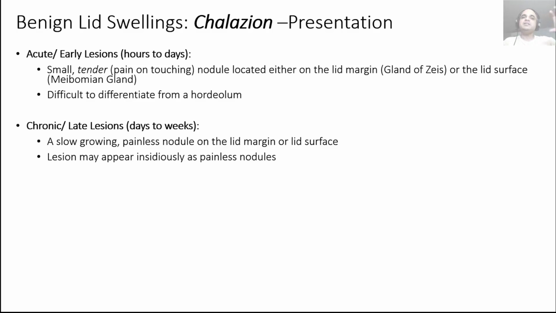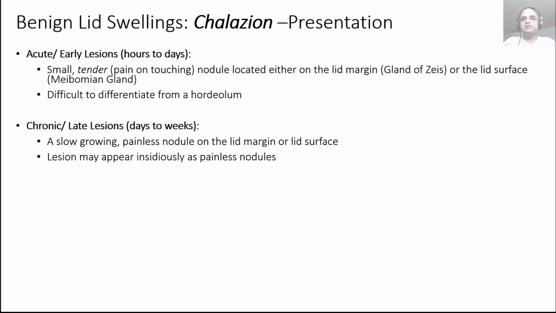A patient who presents a little later, maybe days to weeks, would have a painless nodule. Remember, this usually starts off as a small area of inflammation that turns into a painless nodule over days. So if a patient is presenting early, he or she is going to present with a small tender swelling. It's not painful, it's mostly tender. You get pain when you touch it. It is located either at the lid margin or on the lid surface in an acute stage, presenting within days to hours.